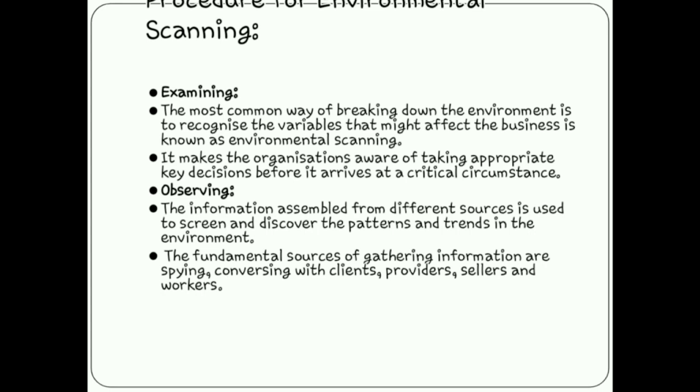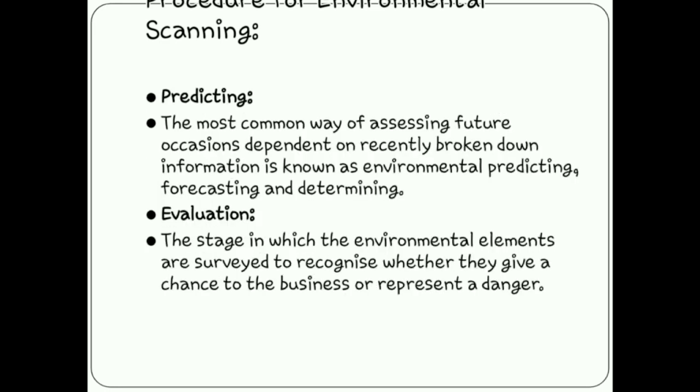The information assembled from different sources is used to screen and discover the patterns and trends in the environment. The fundamental sources of gathering information are spying, conversing with clients, providers, sellers, and workers. Next, the fourth one is predicting. The most common way of assessing future occasions based on recently broken down information is known as environmental predicting, forecasting, and determining. Next, the last one is evaluation.